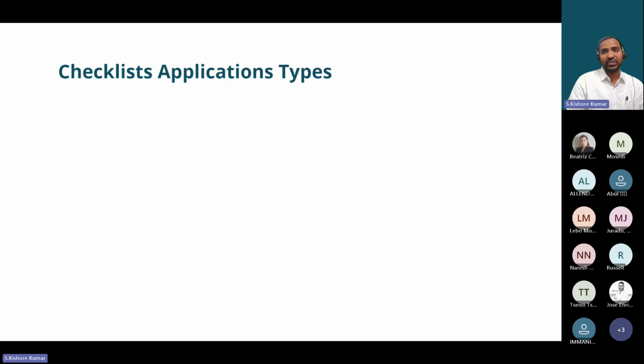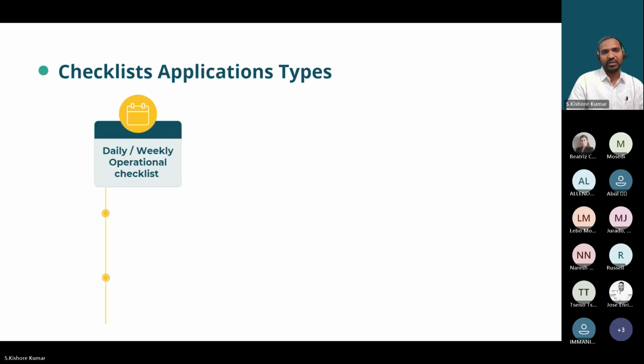So the checklist application types. So daily or weekly operational checklists. A daily operational checklist is a tool used to ensure that all essential tasks and inspections are completed each day to maintain smooth, safe, and efficient operations. It typically includes items related to safety, equipment, functionality, environmental compliance, and security. The purpose is to identify and address any issues promptly to prevent larger problems from developing.